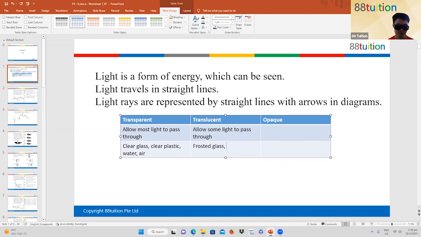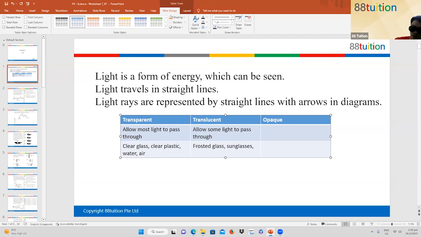Maybe colored solutions. Okay, maybe sunglasses. Okay, they allow some light to pass through. All right. What else can you think of? Can you think of something that allows only some light to pass through?